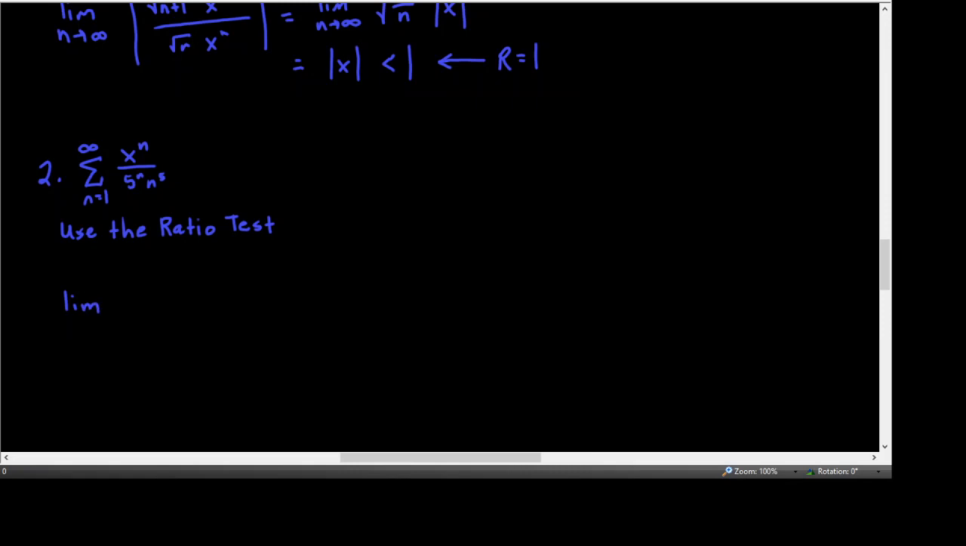We're going to set up our limit. So the limit as n approaches infinity of the absolute value of x to the n plus 1. Remember, we're substituting n plus 1 into the numerator version of this. So that'll be over 5 to the n plus 1 times n plus 1 to the 5th, divided by, in the denominator, we use the regular version, just what you see up above, x to the nth over 5 to the nth n to the 5th.